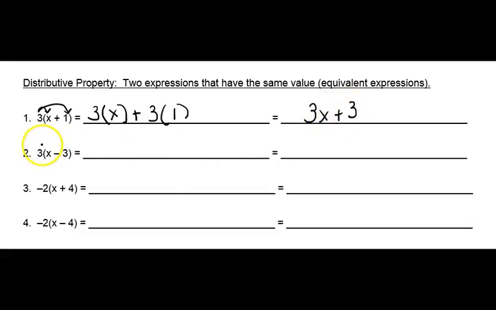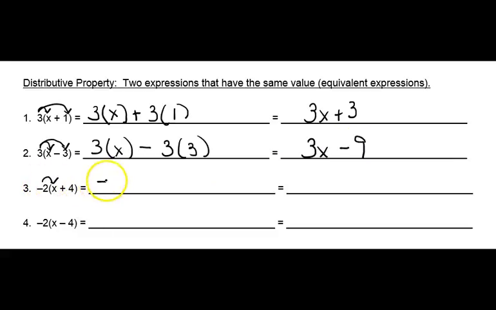Let's try the next one. 3 times x again. But this time we have a subtraction sign. And then 3 times 3. So in standard form or simplified form, that would be 3x minus 9.